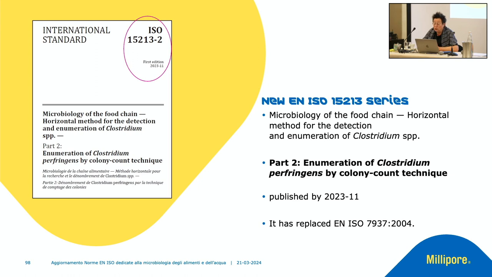Coming now to part two. Part two of this new series now replaces EN ISO 7937 from 2004, and we know a lot of laboratories are accredited to this method. It is a method for enumeration of Clostridium perfringens by colony count technique and was published recently, in November last year. It will be implemented now in the different countries. For example, the German version will be published by next month.